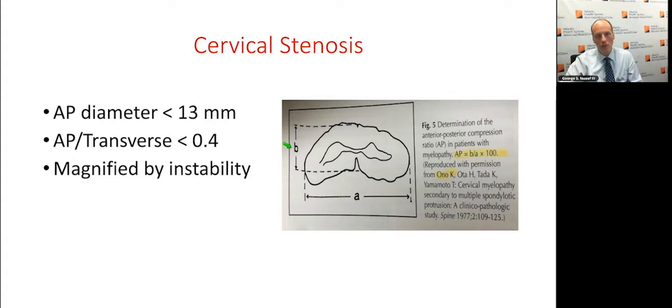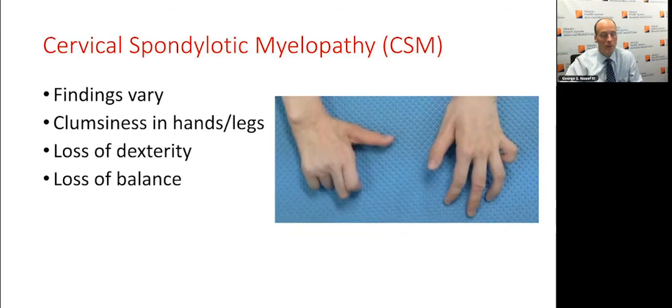Cervical stenosis can be magnified by any instability. So if a patient has a tight spinal canal and then they go on to develop instability in the form of a spondylosis or scoliosis, at that segment where there's instability, you can imagine that the stenosis is magnified. And I'll show pictures in subsequent slides.